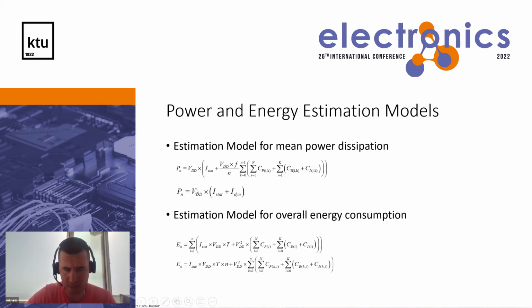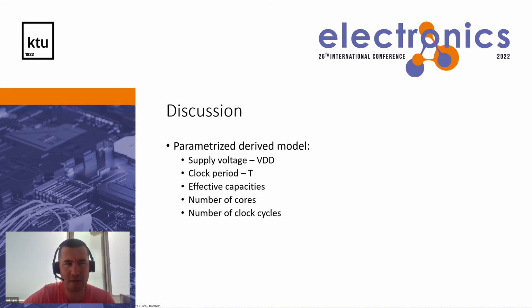And as you can see here, there is this simplified formula. So the supply voltage is one parameter. And then you have static current and dynamic current, and that is all about. But to calculate these two, I already explained how we calculate static dissipation and also a dynamic part, which contains base costs and inter-instruction effect. And these are the models that are the focus of this research.